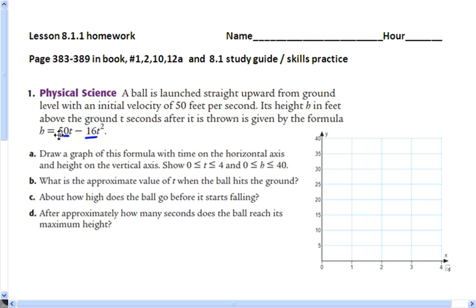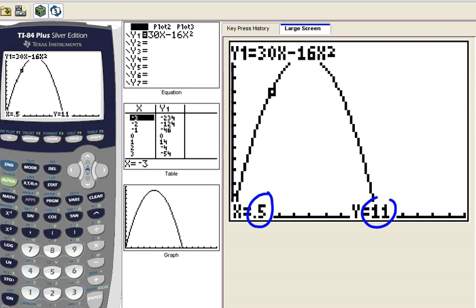Now it says draw a graph of this formula with time on the horizontal axis and height on the vertical axis. It says show t, which is time in seconds, between 0 and 4, and then height between 0 and 40. You might notice that my graph looks a little different than yours, but what you can do on your graph is just use the first quadrant and adjust the scale in your first quadrant. I'm going to go to my calculator and draw a graph of this.